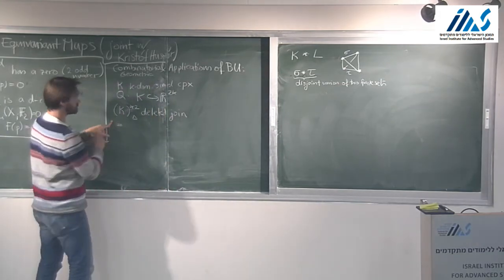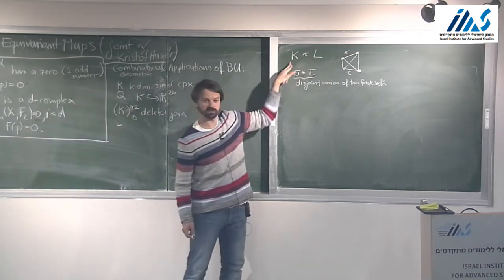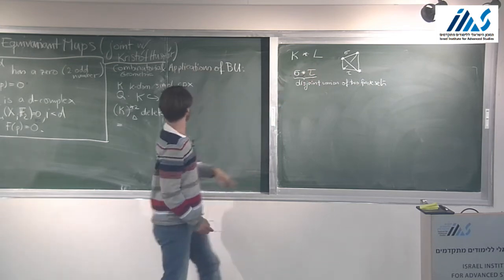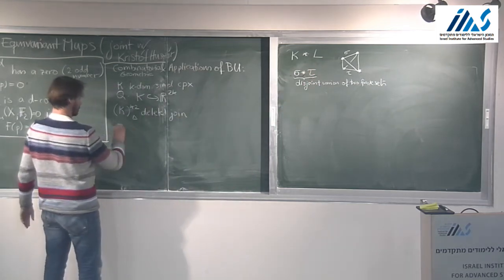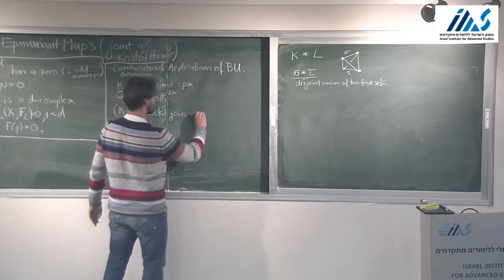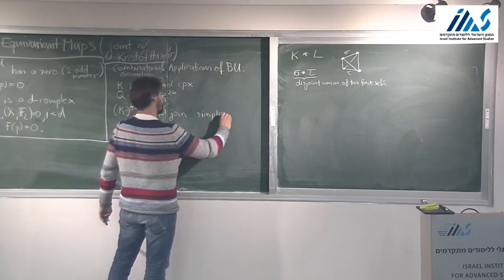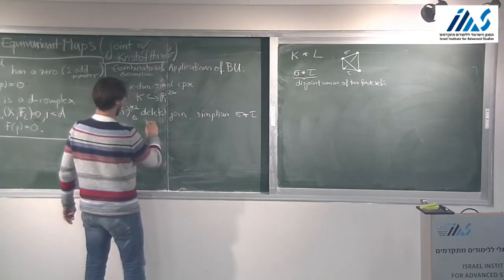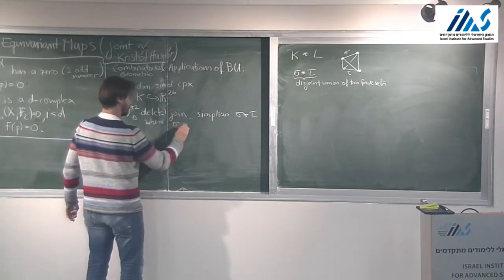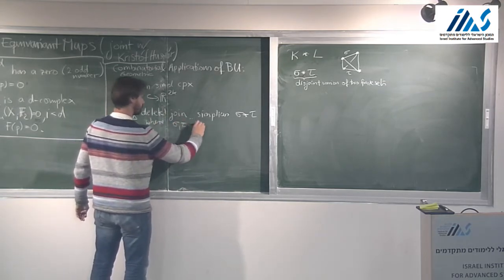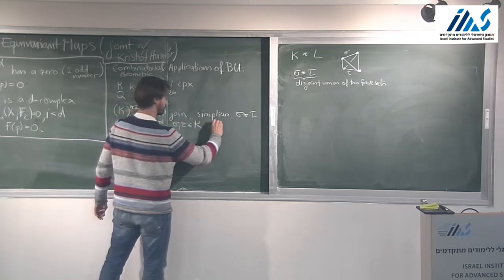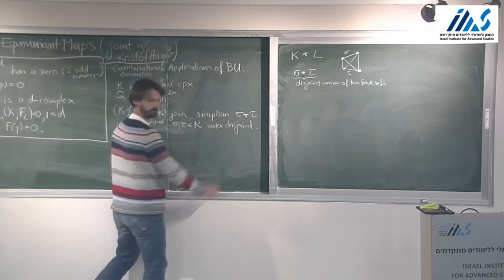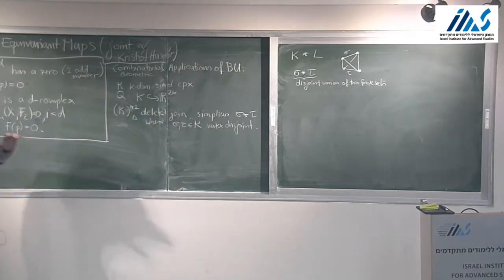So if you take the deleted join, you take two copies of the same complex on two copies of the vertex set, and the simplices are of the form sigma star tau, where sigma and tau are simplices of K and are vertex disjoint. Okay, so that's the deleted join.